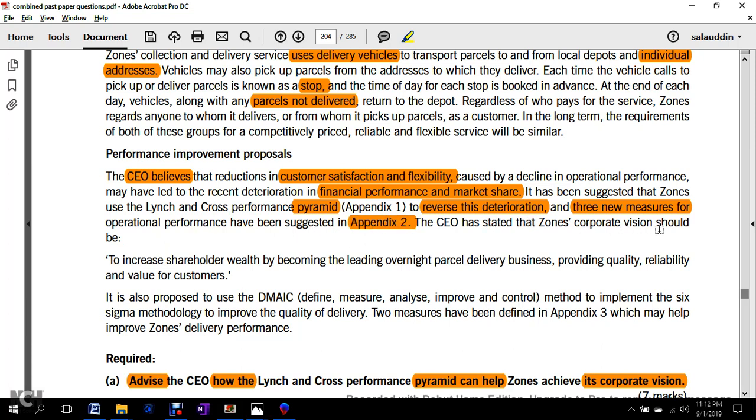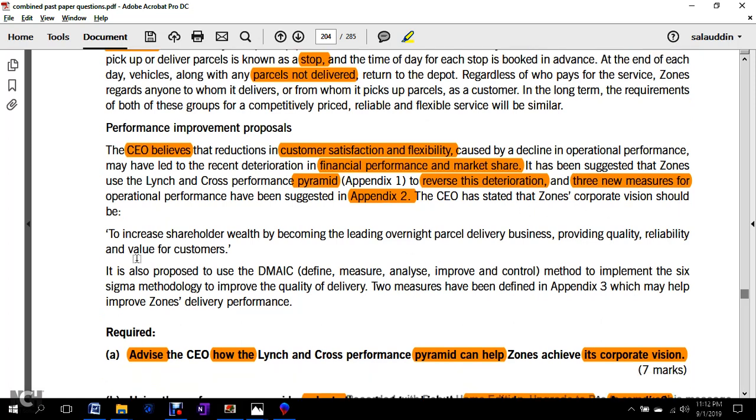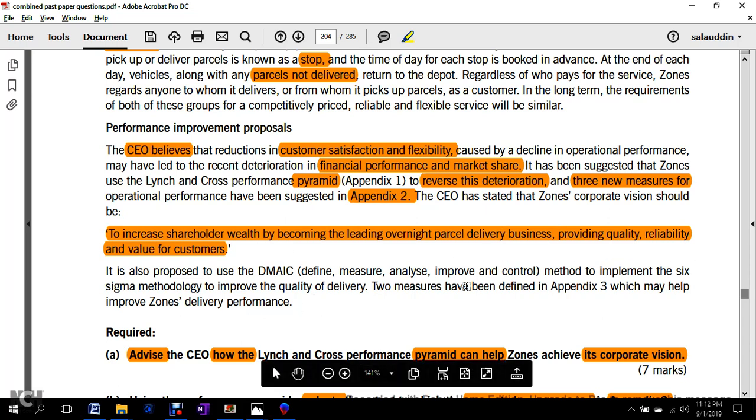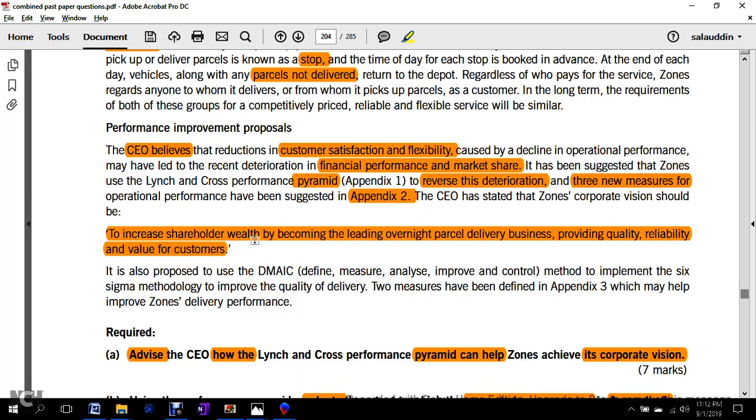The CEO has stated the Jones corporate vision should be... So this is really important. What is their objective? They had no corporate vision. So now their objective is to increase shareholder wealth, value creation, shareholder value creation. How? By becoming the leading overnight parcel delivery business. So they want to be the leading business, providing quality, reliability and value for customers. So they want to maintain the quality, reliability, and they want to add value for customers.